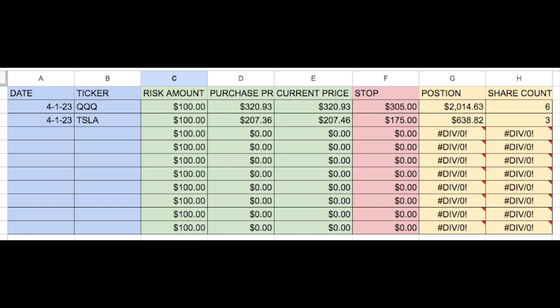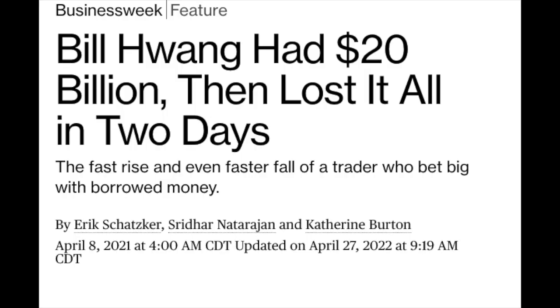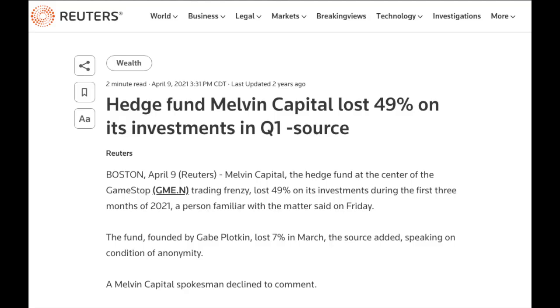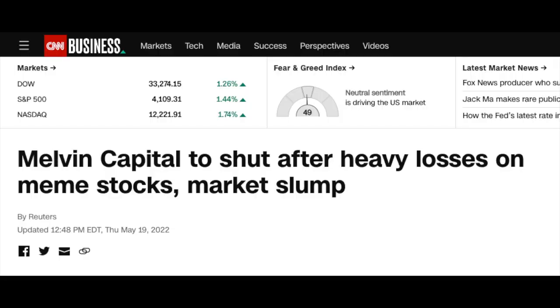Because remember, there are no people in the market who are immune to blowing up an account. I mean, we have Bill Hwang, who at one point lost $20 billion and was worth $20 billion until one day he wasn't. We have Melvin Capital during the GameStop debacle where they were down $6.8 billion in just 90 days. Everyone has the risk of blowing up.